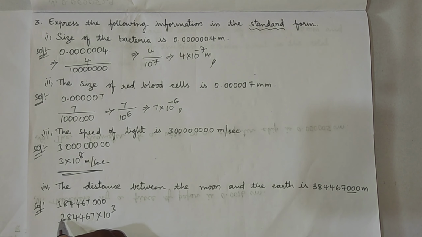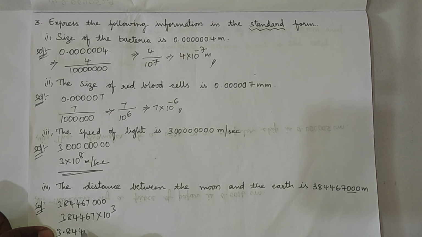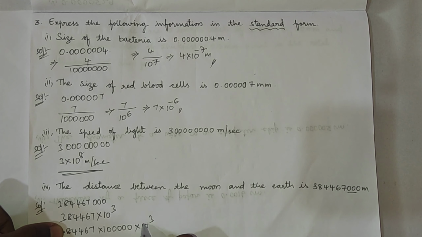Normally we take the decimal point after the first digit. If you place a decimal point after 3, it becomes 3.84467. After the decimal point, how many digits are here? 1, 2, 3, 4, 5. So we multiply with 1 lakh into 10 to the power of 3. Why am I multiplying? Because if you multiply again, you will get the same number.